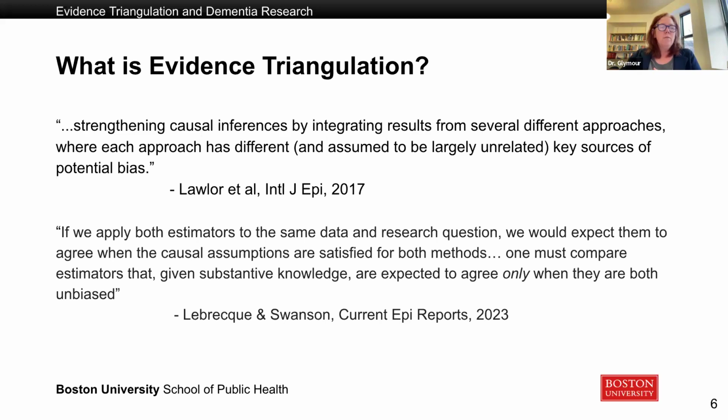Jeremy Labrecque and Sonja Swanson, in a very nice recent paper, have tried to be slightly more formal than that intuition about finding unrelated biases. And they've given this definition, which I think is also a little bit too narrow, but is incredibly helpful to think about what this means formally. So this is from Labrecque and Swanson. Evidence triangulation is when you have multiple estimators, such that if you apply both estimators to the same data and research question, you would expect them to agree when the causal assumptions are satisfied for both methods. And you must compare estimators that, given substantive knowledge, are expected to agree only when they are both unbiased. In other words, that you expect the biases to go in different directions.